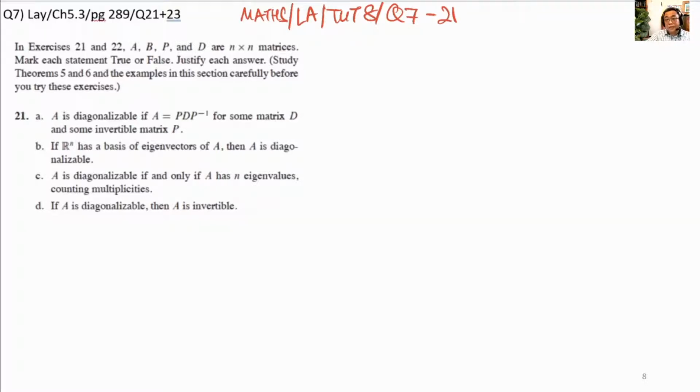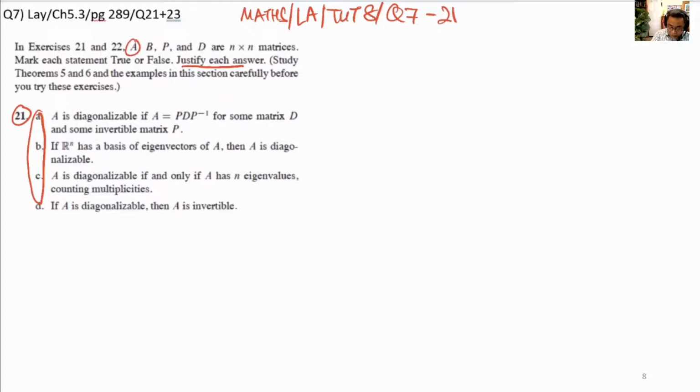This is Maths Linear Algebra Tutorial 8, Question 7, Part 21. We are asked to answer true or false for the following questions, 21a to 21d. We are also asked to justify each answer. The following information is given to us.